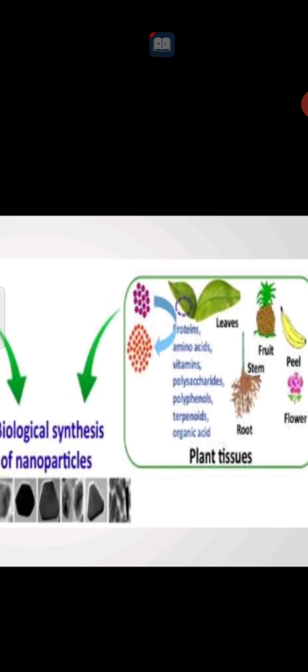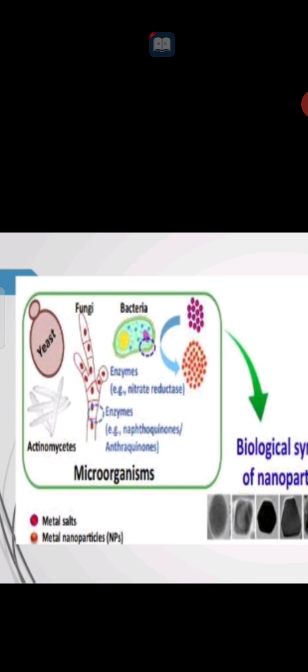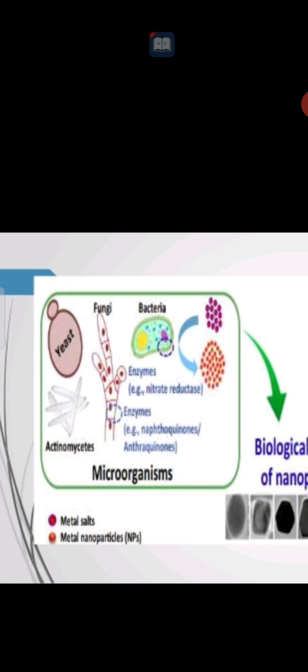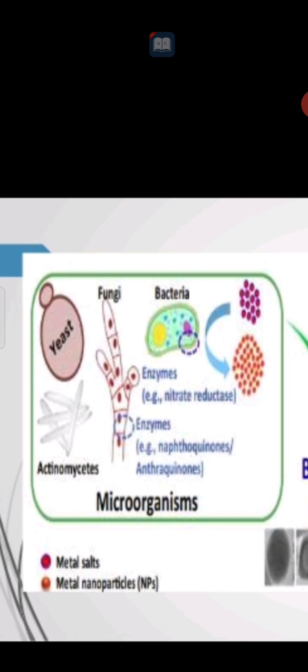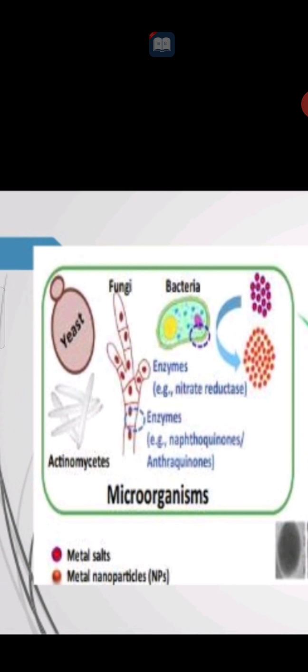So these are the plants and microorganisms which produce the nanoparticles: leaves, fruit, stem, peel. Okay, metal nanoparticles produced by microorganisms, yeast, fungi, bacteria, all that we call microorganism nanoparticles.